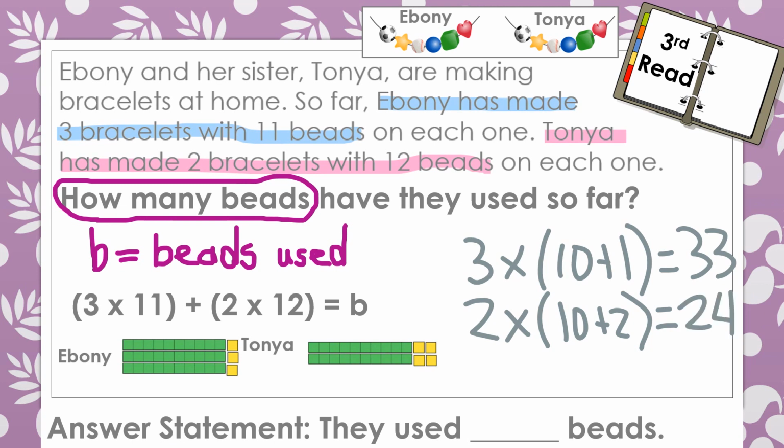We now need to add these 2 products together to find the total number of beads used. 33 plus 24 gives us our final answer of 57. So our answer statement is they used 57 beads.